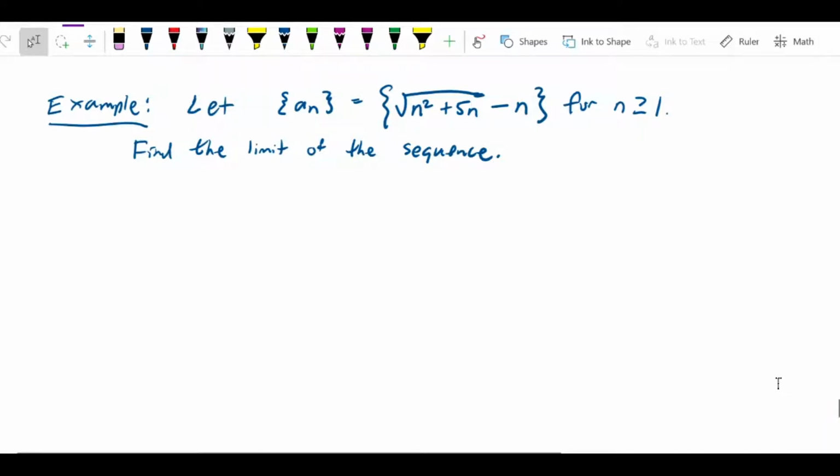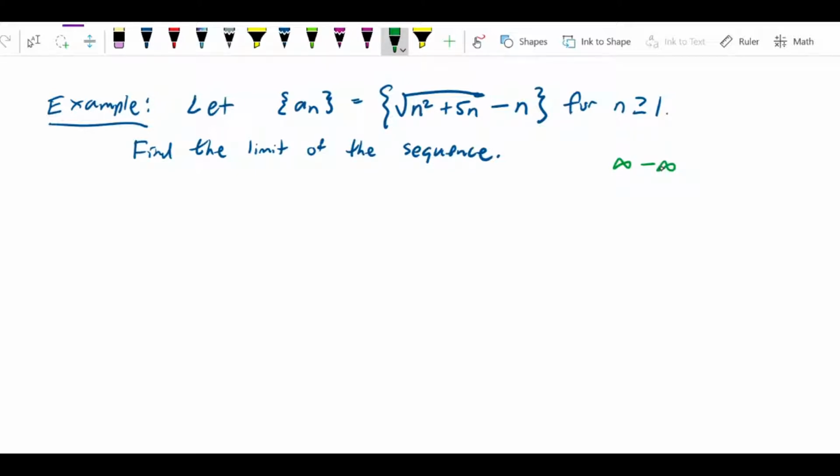There are so many different types of limits for which we can find the sequence, and here's another. This is the sequence defined as the square root of n squared plus 5n minus n. And the reason I put this in here is that this is an infinity minus infinity type of definition.